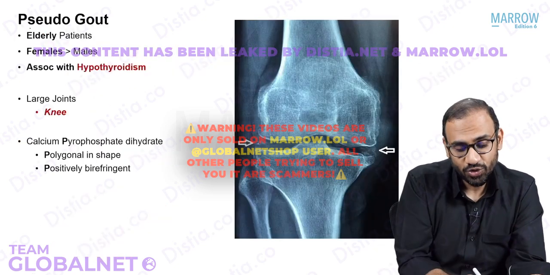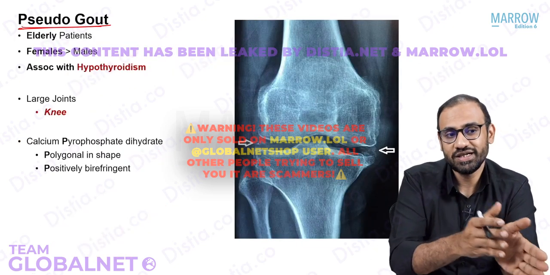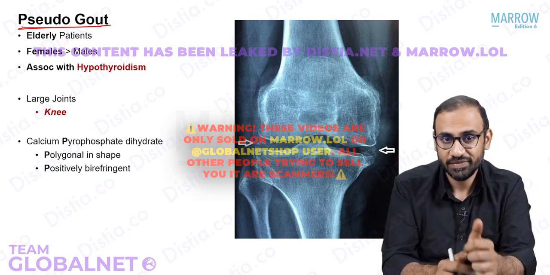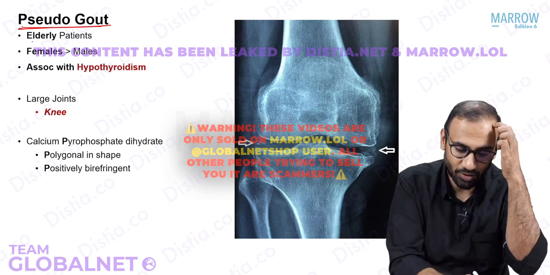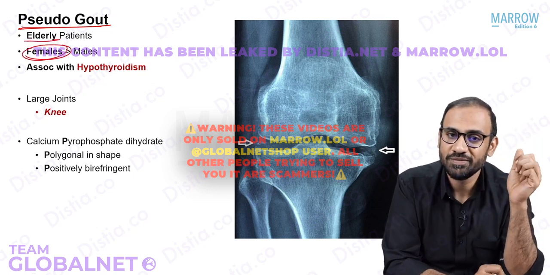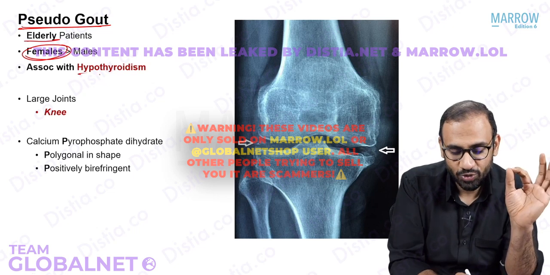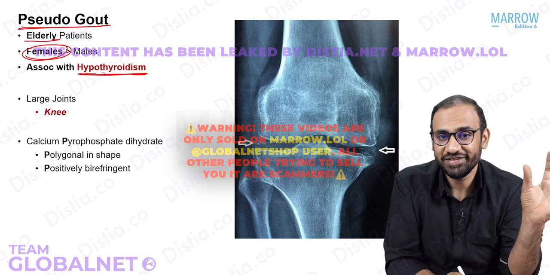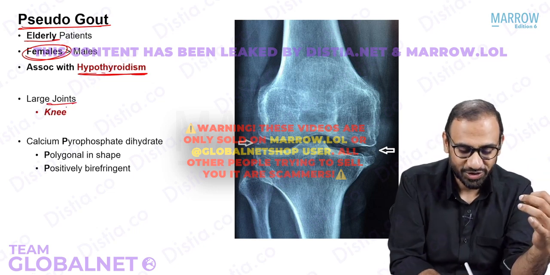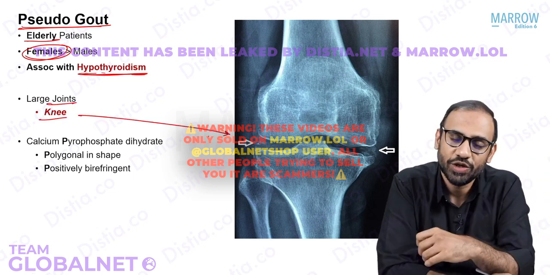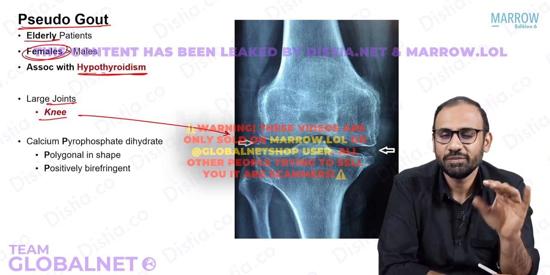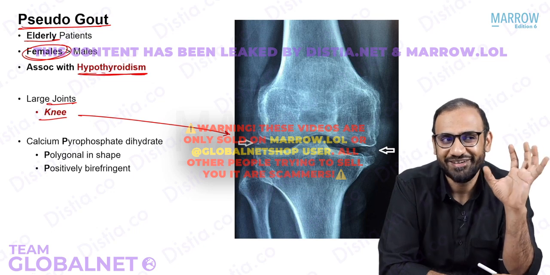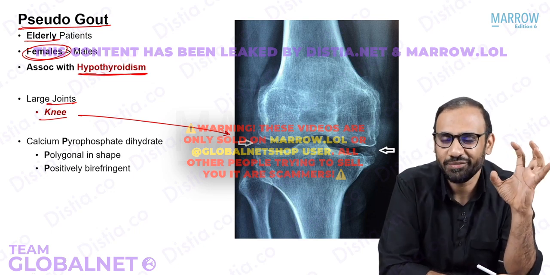Now, on the other hand, what is pseudogout? Pseudogout is also a crystal deposition arthropathy, but here the crystal is different. The demography is also different. This is the elderly population, females more than males, and these are patients who are usually hypothyroid. Now, gout involves small joints of the periphery. Pseudogout involves large joints, most commonly the knee joint. So they will also complain of pain, but mild to moderate pain. Okay, older population, larger joints, mild to moderate pain.